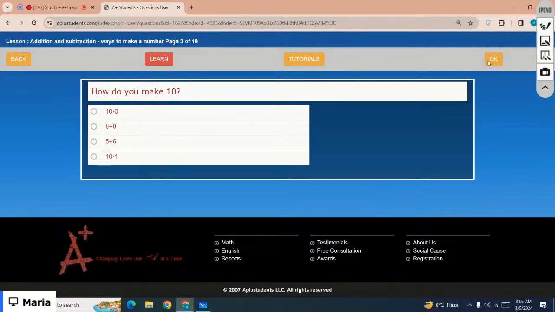Which is the correct option? Yes, the correct option is option number 1, that is 10 take away 0, right? That's the only option that makes 10. 10 take away 0 is the correct option.